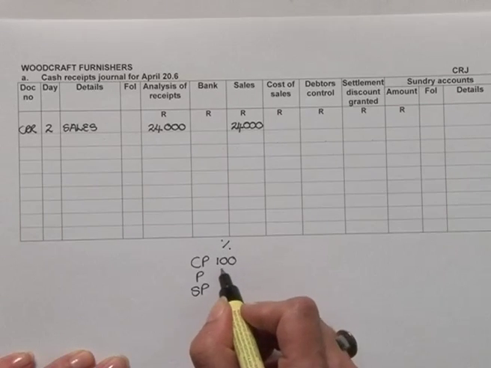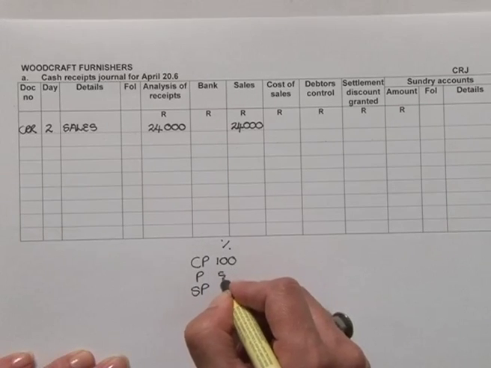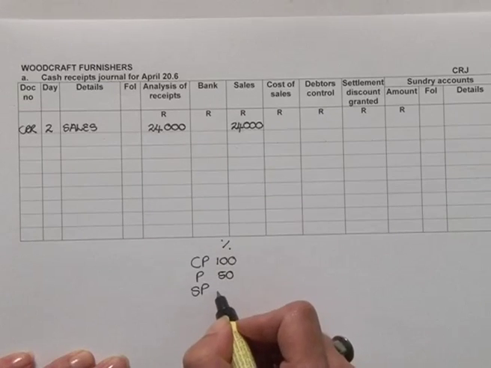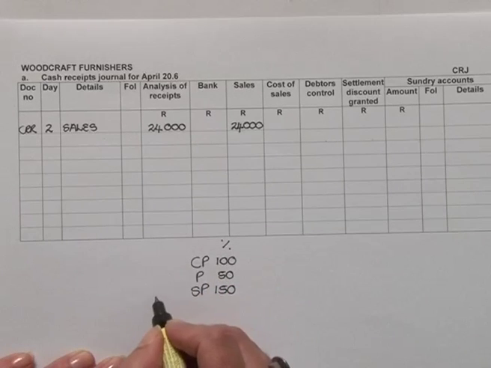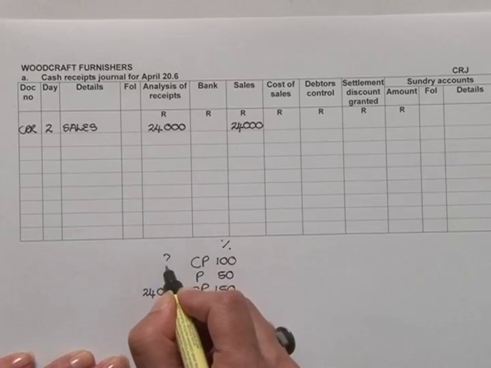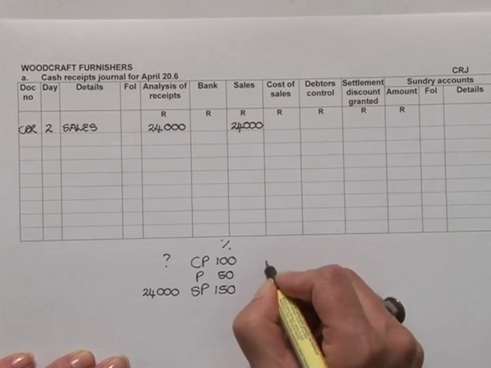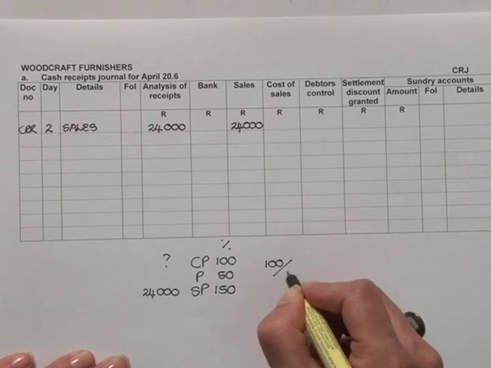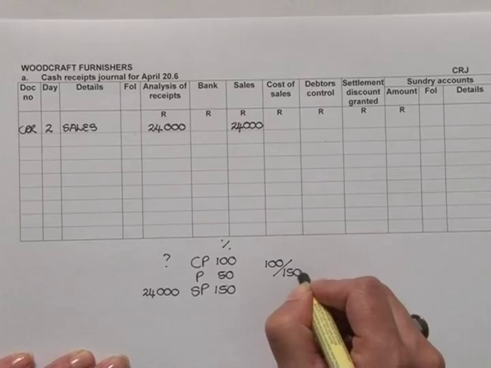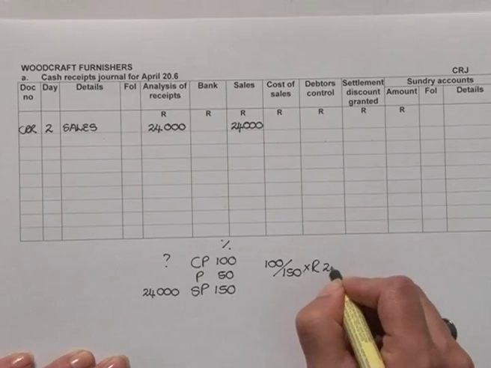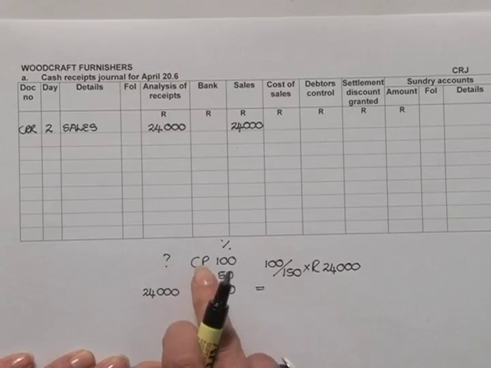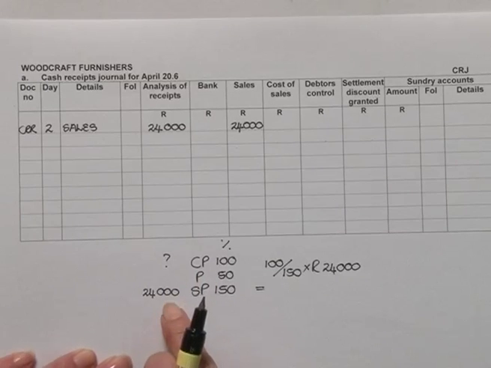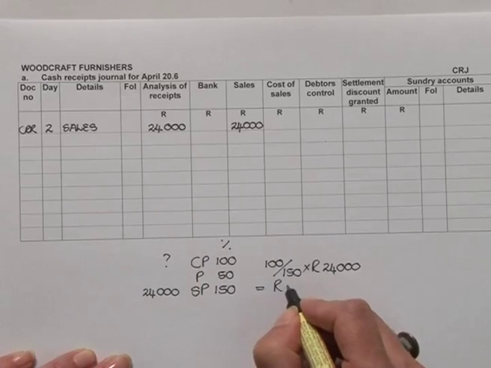So cost will be the basis, which is the 100%. The profit markup is 50%. Therefore, the selling price will be 150%. If they give us the selling price of 24,000 and we want to determine the cost price, our formula will be the 100 out of the 150 times 24,000 Rand. That will give us a cost price linked to the selling price of 24,000 of 16,000 Rand.